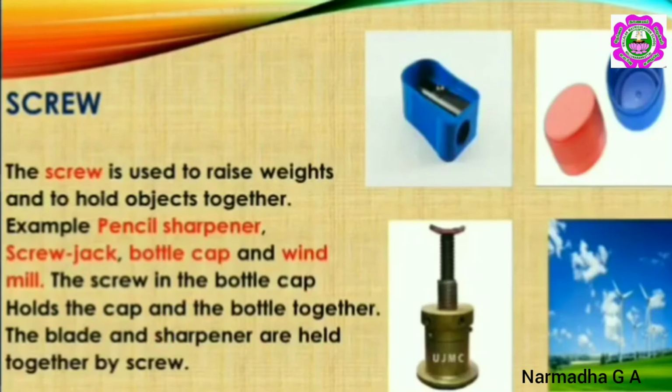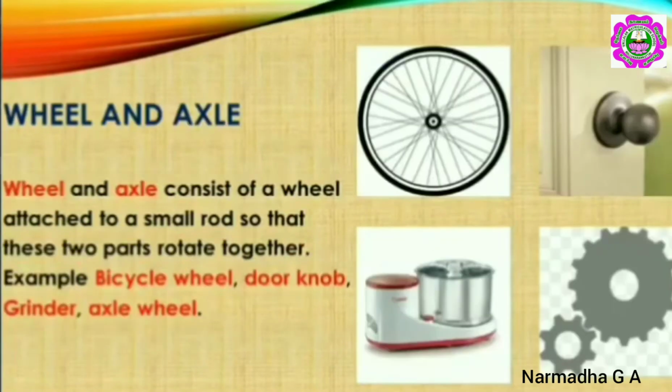Now we are going to see about the screw. The screw is used to raise weights and to hold objects together. Example, pencil sharpener, screw jack, bottle cap and windmill. The screw in the bottle cap holds the cap and the bottle together. The blade and the sharpener are held together by a screw. Now you have understood about the screw.